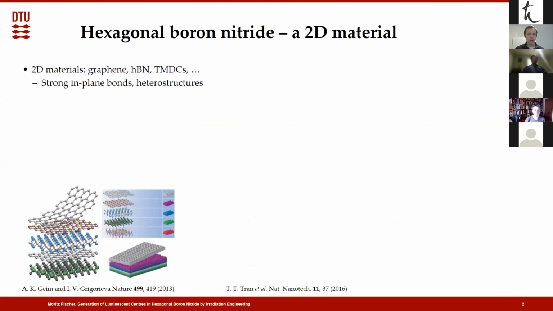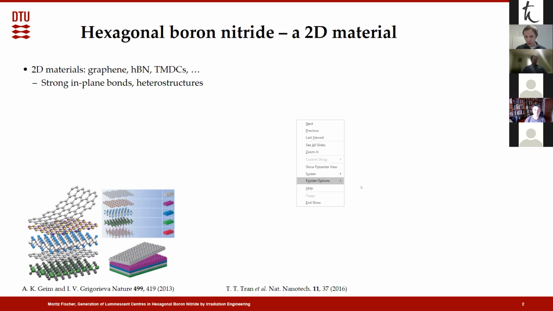Hexagonal boron nitride is a member of the family of two-dimensional materials. After the discovery of graphene in 2004, several two-dimensional materials have been discovered, including hexagonal boron nitride or hBN. The characteristic of these materials is that they have strong in-plane bonds and weak out-of-plane bonds. And that gives the advantage that you can stack them.